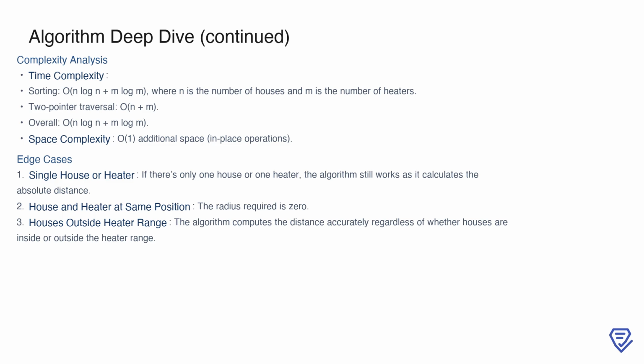When considering edge cases, the algorithm handles scenarios such as having only one house or one heater by calculating the absolute distance. If a house and heater occupy the same position, the required radius is 0. Even if some houses fall outside the range of all heaters, the algorithm accurately calculates the distance to the nearest heater, ensuring robust handling of various inputs.